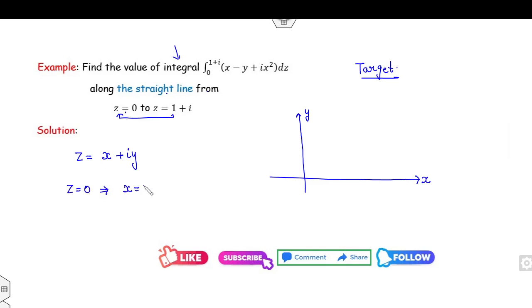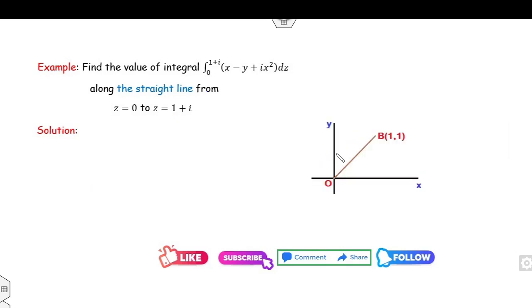That means x is 0, y is 0. That is the point O. The curve is z is 1 plus iota. This implies x is my real component, y is my imaginary component. So (1, 1) is this point. I call this B. So the path is OB. Always remember your first step is always to draw the curve.